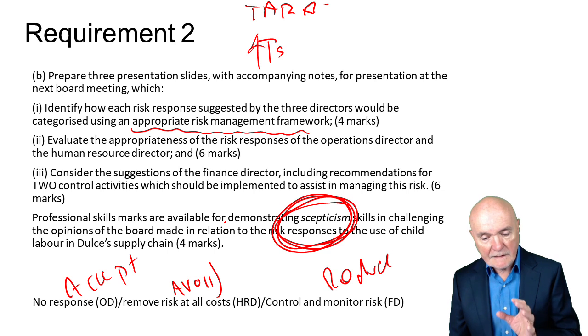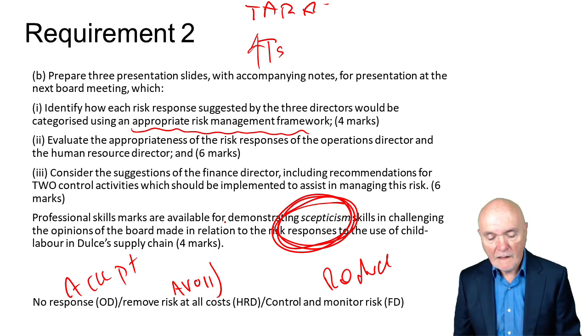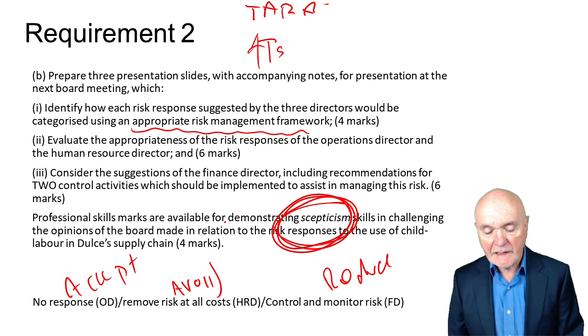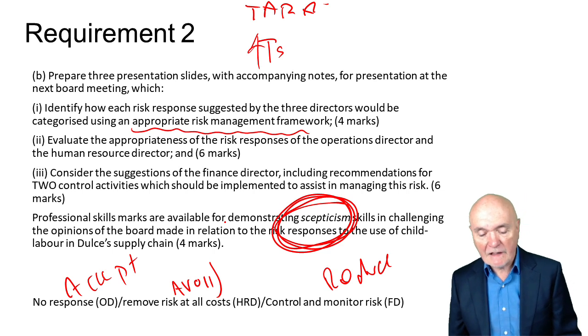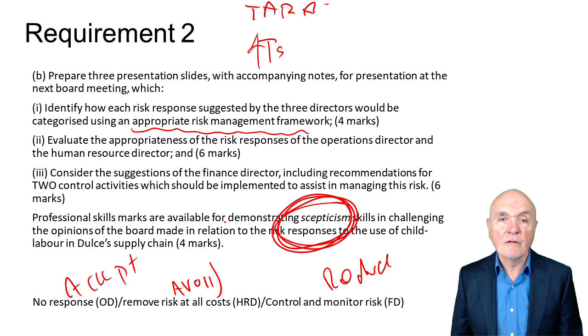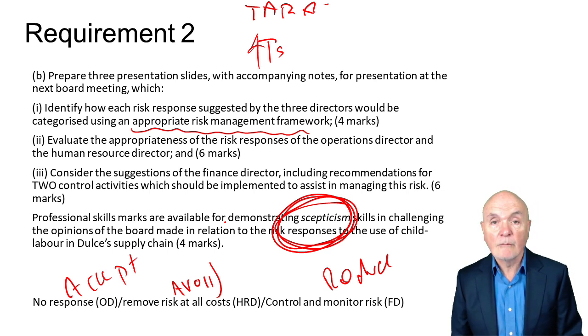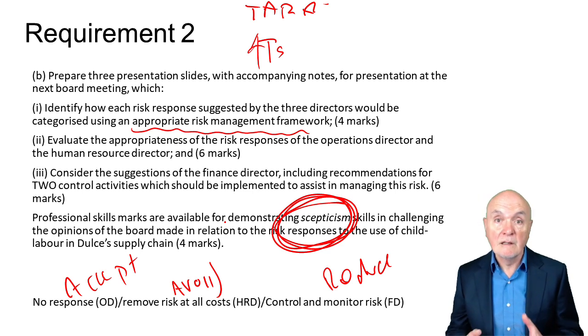So what we're looking at here, the operations director and the human resources director. So the human resources director says avoid. Now that will obviously get us in the clear from any kind of moral duty. But the downsides as well. If we're not buying any of the chocolate product, then of course we are not providing any income whatsoever for the farmers, and that might well be worse.